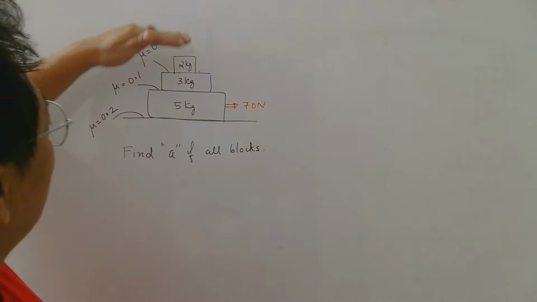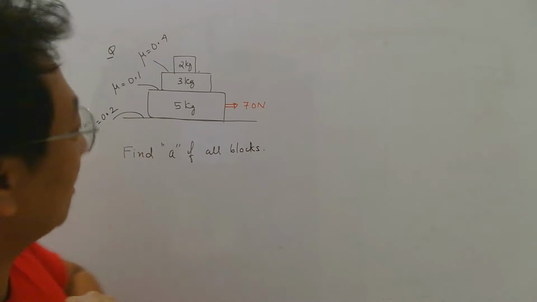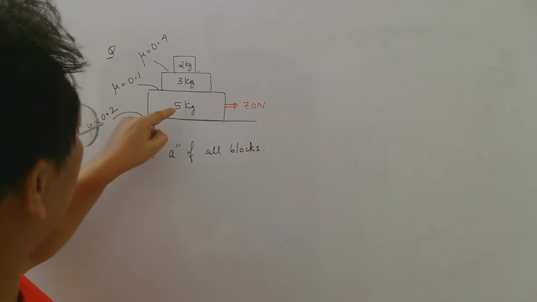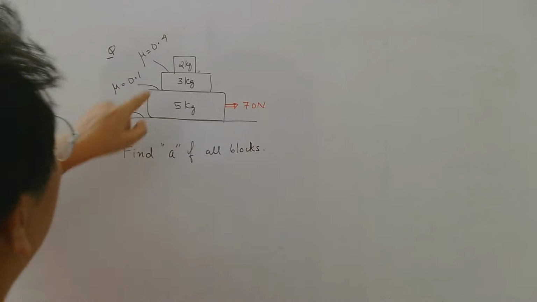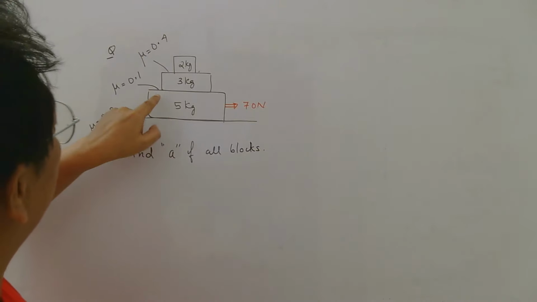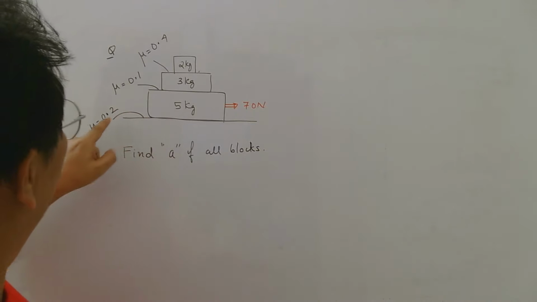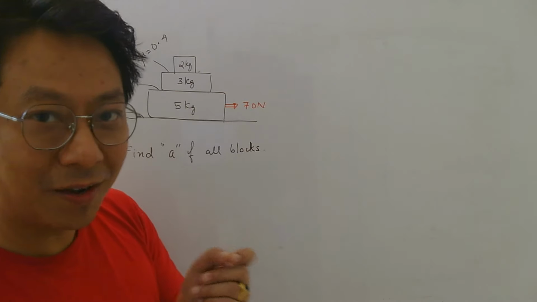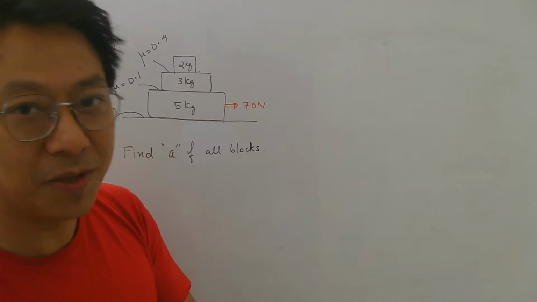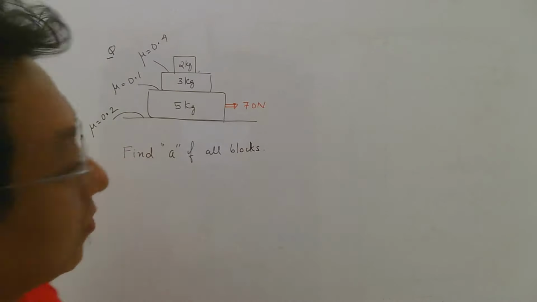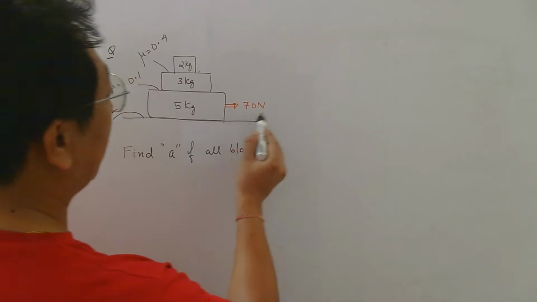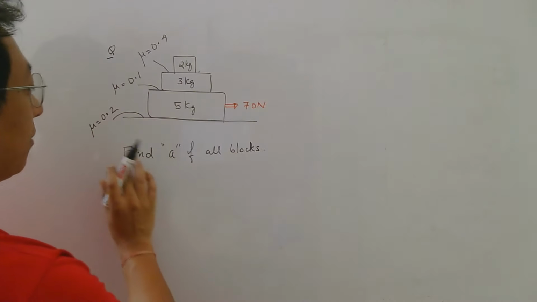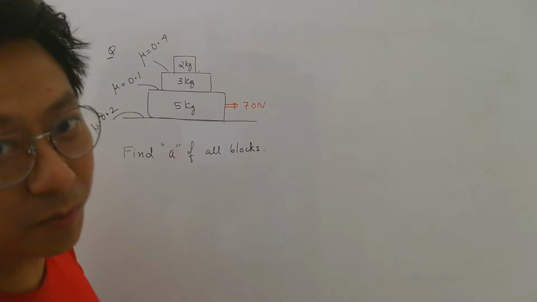So I have taken 3 blocks kept on top of each other. 2 kg block, 3 kg block, 5 kg block. And here the friction coefficient is 0.4. Here it is 0.1. Here it is 0.2. Again, I have not distinguished between mu s and mu k. So kinetic friction will be the same as maximum static friction. Here we have applied a force of 70 Newton and we have to find the acceleration of all the blocks.